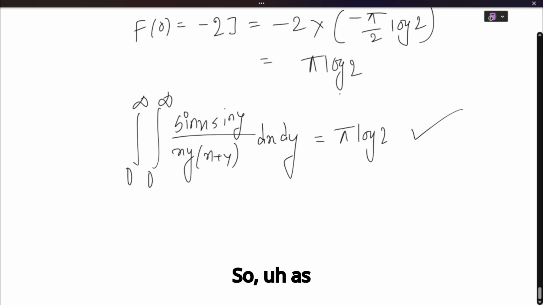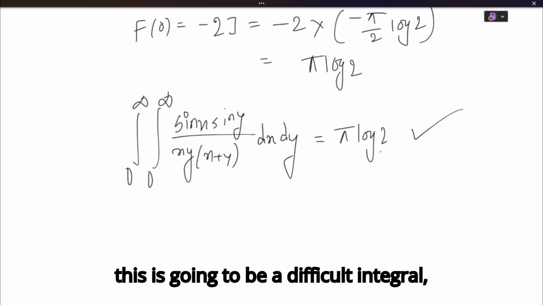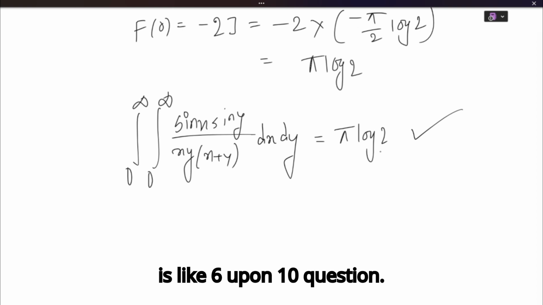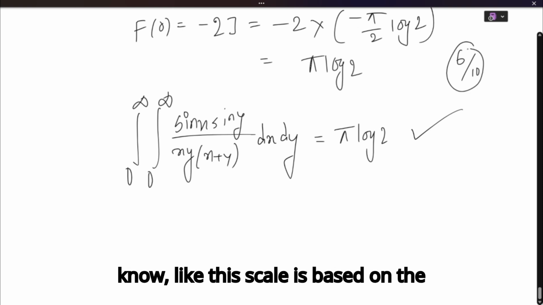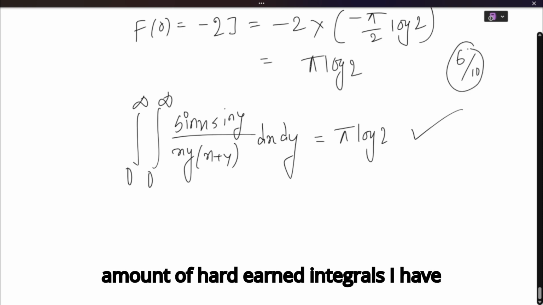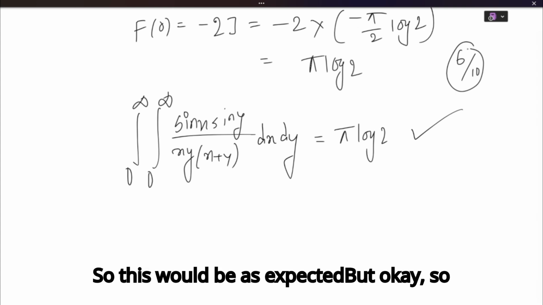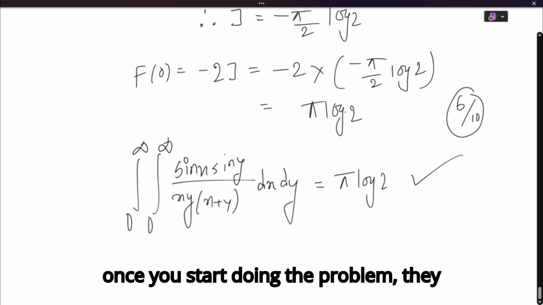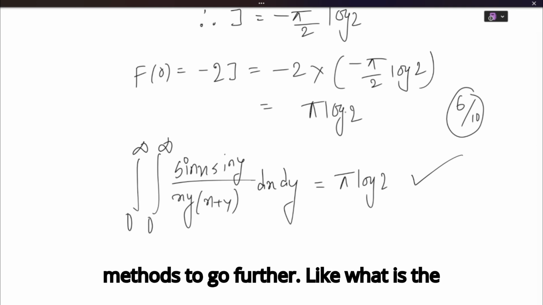So, as you can understand why I have stated that this is going to be a difficult integral, but on a scale of 1 to 10, even this is like 6 upon 10. Trust me, this is 6 upon 10. As far as I know, this scale is based on the amount of harder integrals I have done before, solved myself or learned. So this would be a 6 by 10. But okay, these techniques are fairly simple, but there should be a flow to them. Once you start doing the problem, they should come automatically.